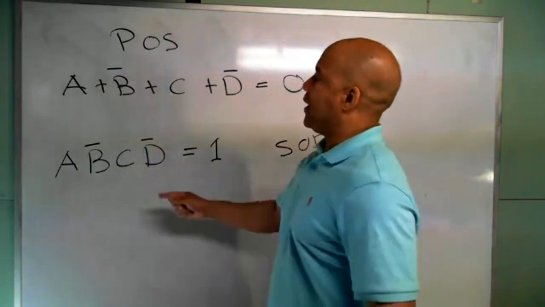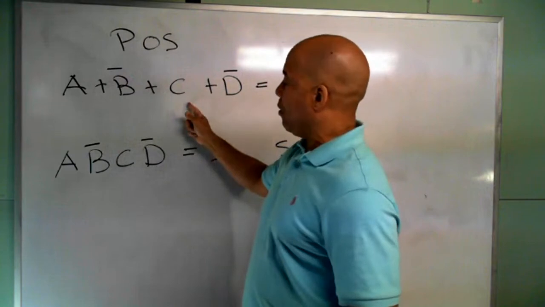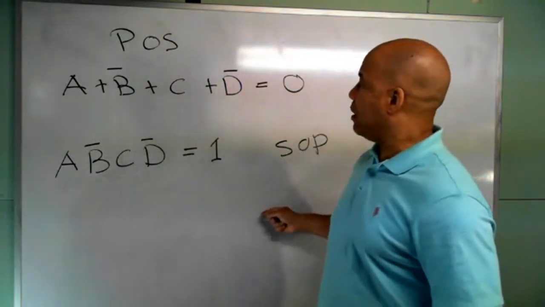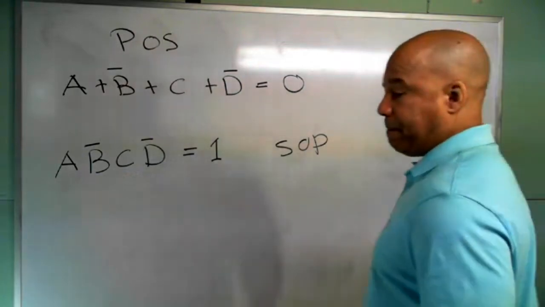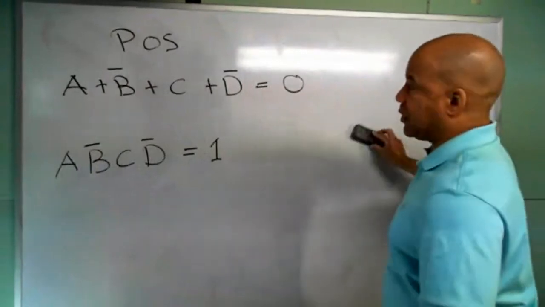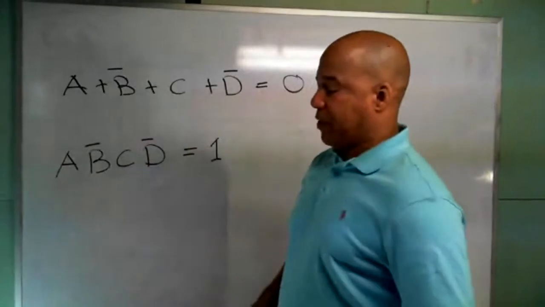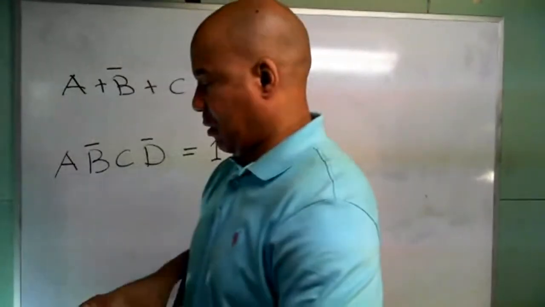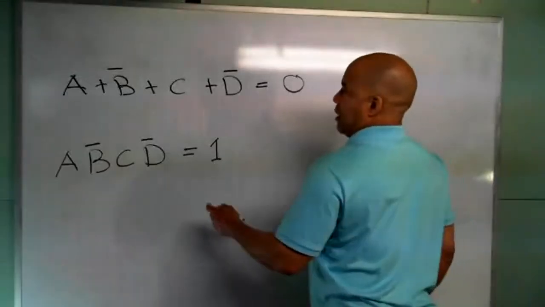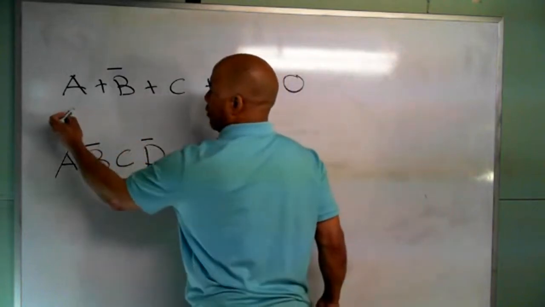So the question is, what is the value of A, B, C, and D to make this first statement true? And what's the value of A, B, C, and D to make the second statement true? Go ahead on your paper and write that down. And then we'll do the last one, which is actually what I want to get to. So how would I make this first statement true? Well, pretty simple. If I'm ORing these together, the only way to get a 0 is if this has to be a 0.